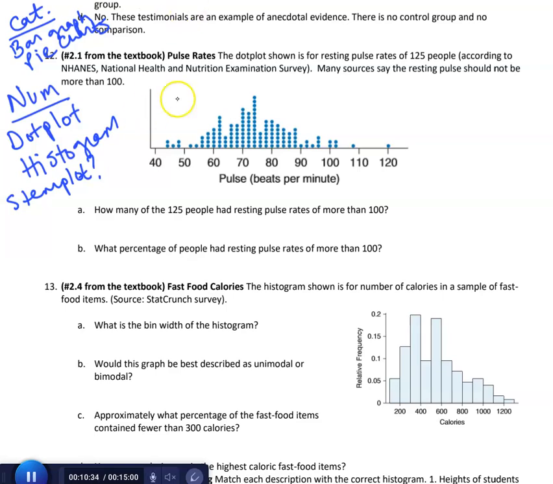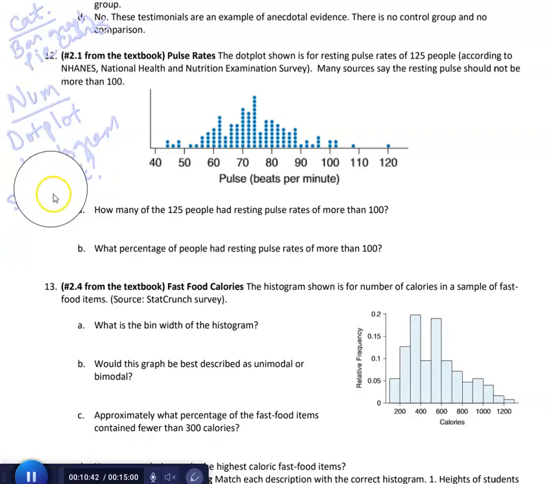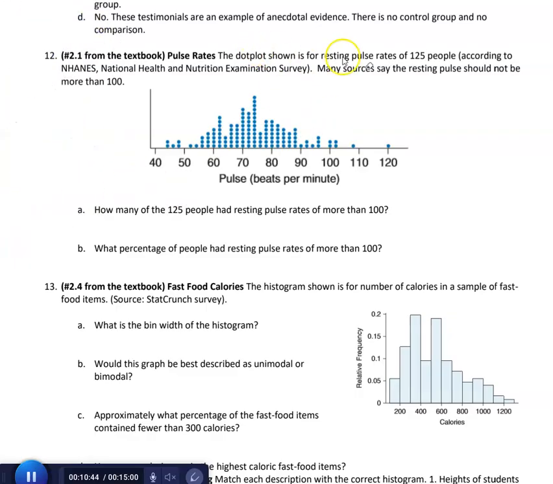All right, so let's take a look at number 12 and make sure we're comfortable reading this. So we're looking at a dot plot, which means we're looking at numerical data, and they're giving us resting pulse rates for a group of 125 people. Many sources say the resting pulse rate should not be more than 100. So question A says, how many of the 125 people had resting pulse rates of more than 100?